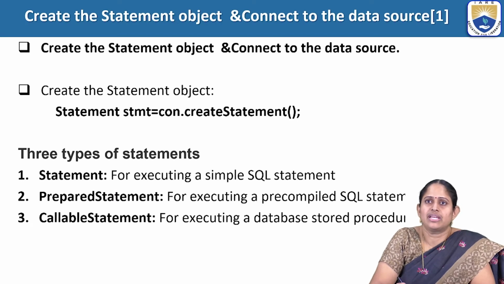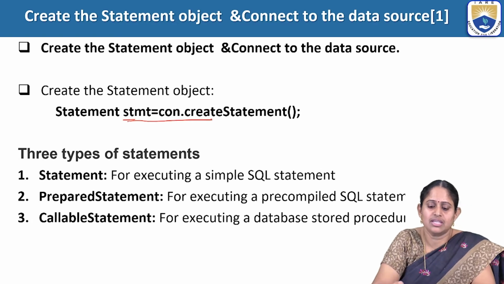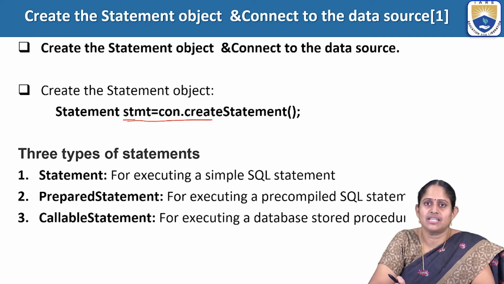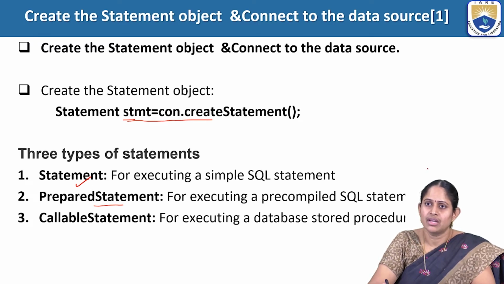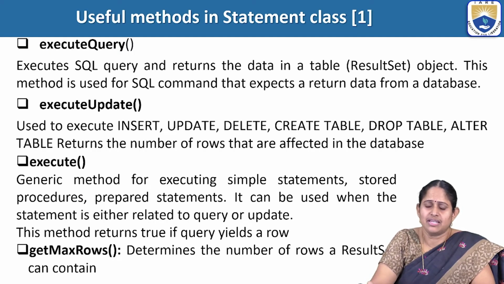The third step is to create the statement object and connect to the database source. To create the statement object, we make use of this statement, the createStatement method. So we are creating a statement object. Now there are three types of statements. The simple statement is used for executing simple SQL query statements. The prepared statement is used for executing a pre-compiled SQL statement, and the callable statement is used for executing the database stored procedure.